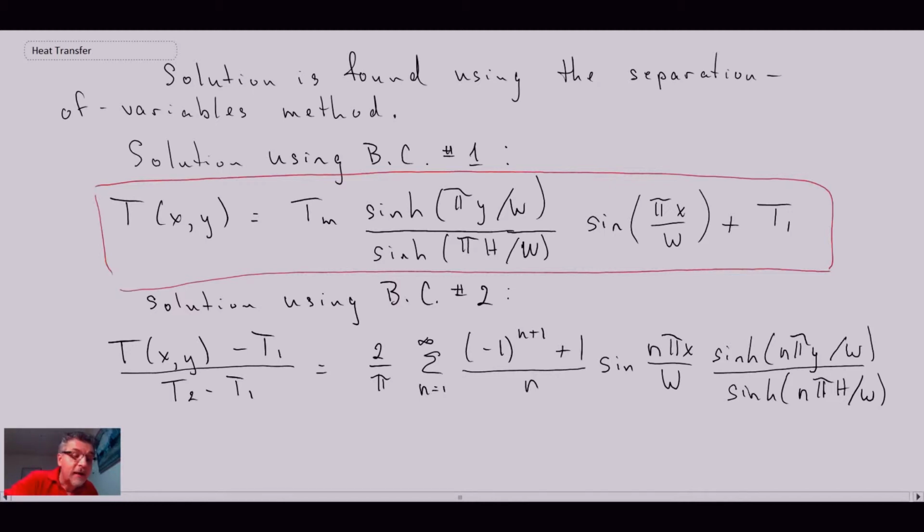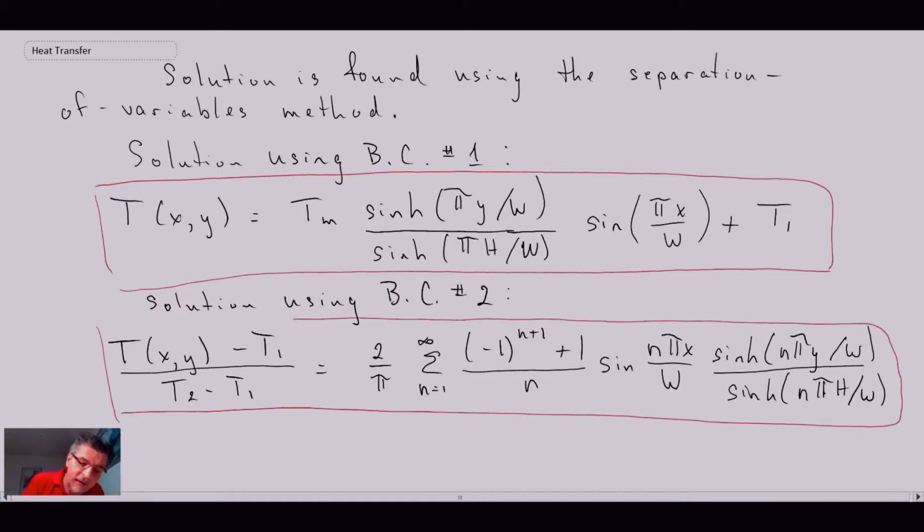Okay, so that is the solution using boundary condition number 2, and you can see it is a little bit more complex, mainly because it's an infinite series, and so it's very difficult to evaluate by hand. You'd want to use a computer for that, and consequently we can see that boundary condition number 1 results in a lot easier solution because that's one that we can calculate. It's not an infinite series, it's just plugging values in.